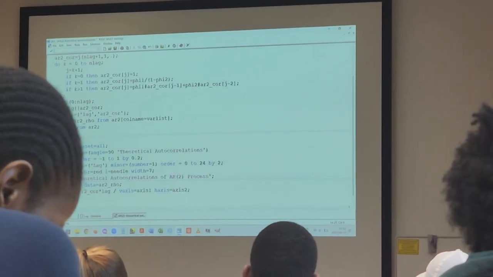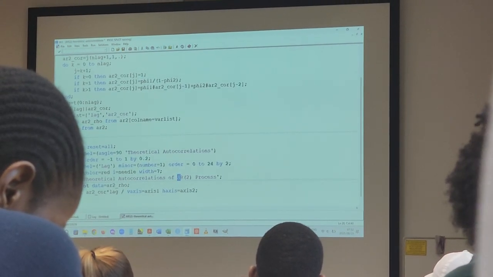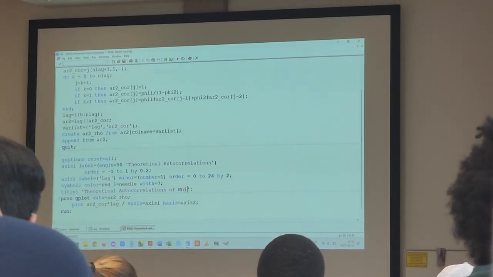Let me clear it immediately, because I see my heading says theoretical autocorrelation AR2. This should be white noise.